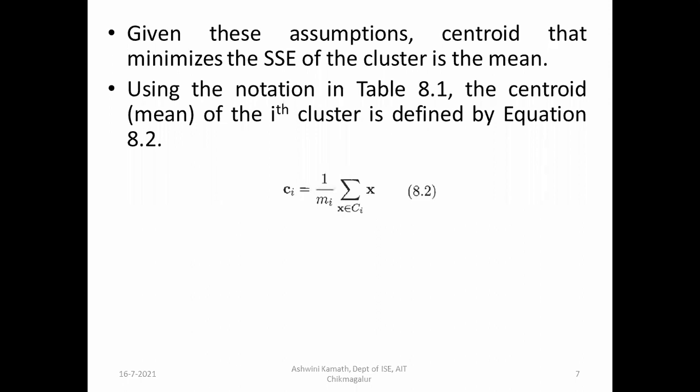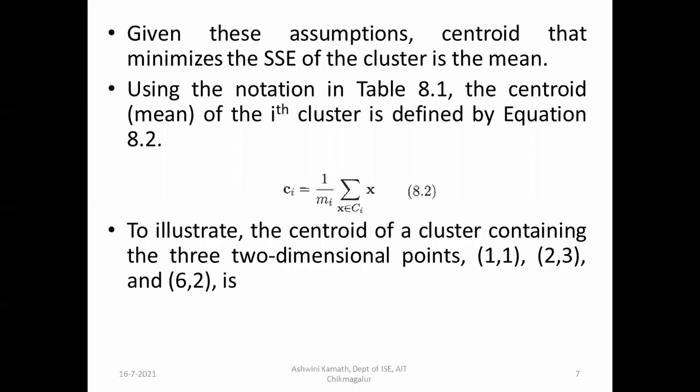So add all the points in the cluster and divide by the number of points in the cluster, that is Ci. What is this Ci? This is the centroid of the ith cluster.